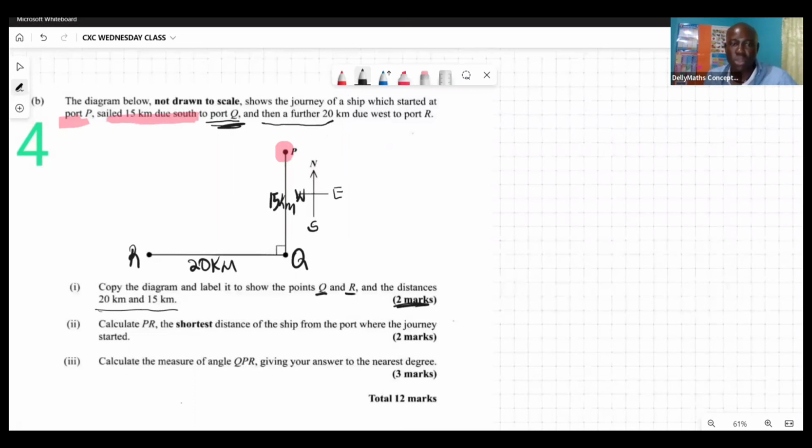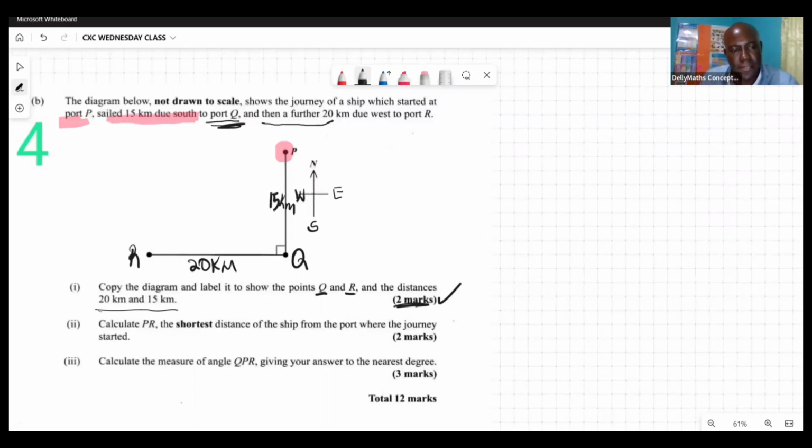The 2 marks are already there to follow from, and they start you at P. So you're following from your P, you come down to Q, and then you go across to R. You just keep putting on your labels and so on and so forth. Collect your marks, you get 2 marks for that.